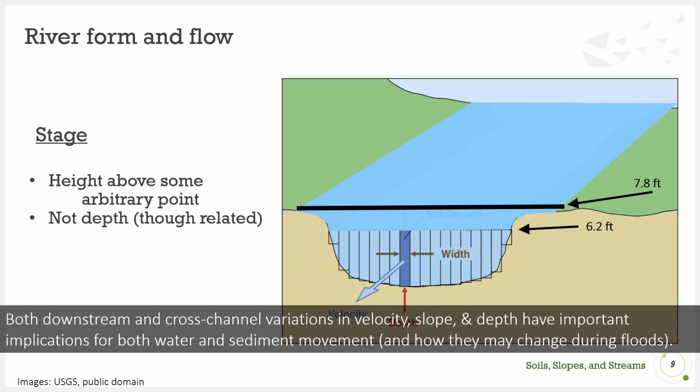Downstream and cross-channel variations in velocity, slope, depth, and discharge are really important for characterizing how water moves and how water is able to move sediment. All of these change during floods.